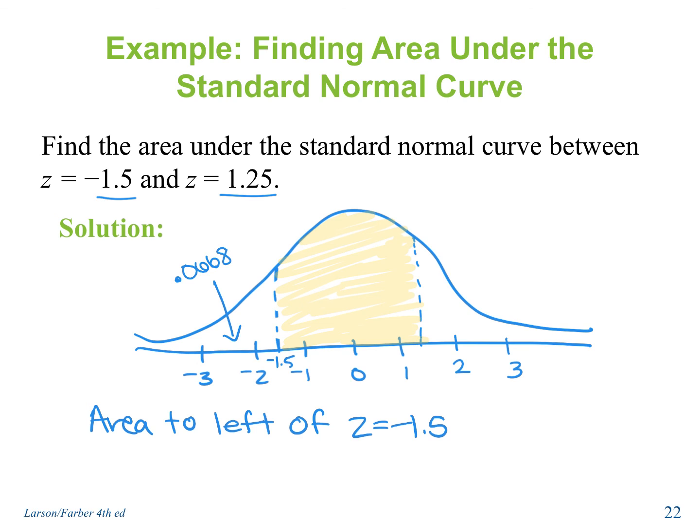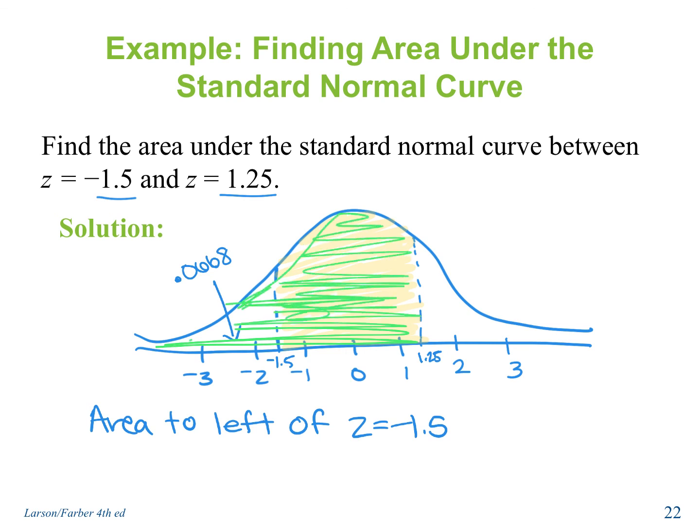Now, if I look up a z-score of 1.25, it's going to give me the area from 1.25 and below. Right, so it's going to give me this area all the way from 1.25 all the way down to the very far end of the tail. So if I look that up, that is 0.8944, the area to the left of a z-score of 1.25.